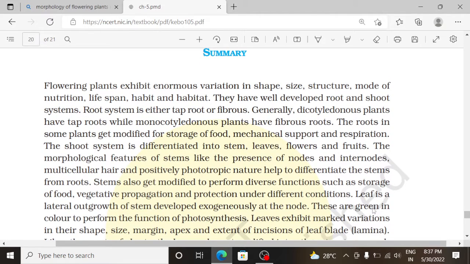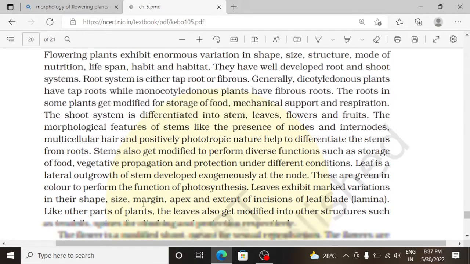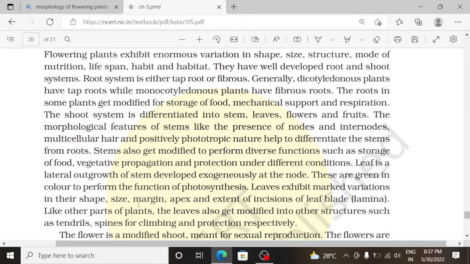Okay, so flowering plants exhibit enormous variation in shape, size, structure, mode of nutrition, lifespan, habit, and habitat. They have well developed root and shoot systems. Root system is either taproot or fibrous. Generally, dicotyledonous plants have tap roots, while monocotyledonous plants have fibrous roots. The roots in some plants get modified for storage of food, mechanical support, and respiration. The shoot system is differentiated into stem, leaves, flowers, and fruits.